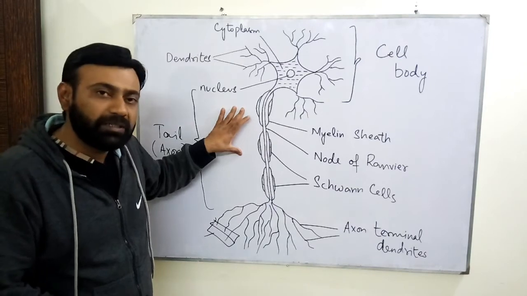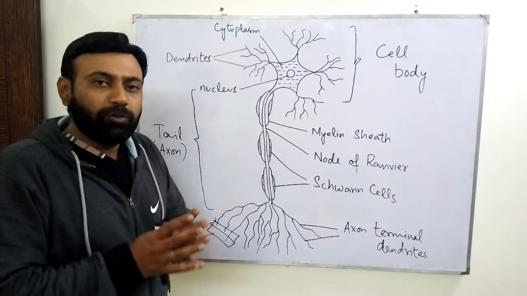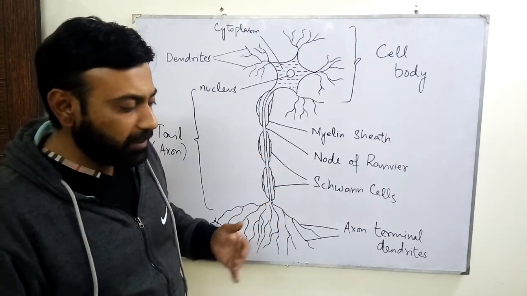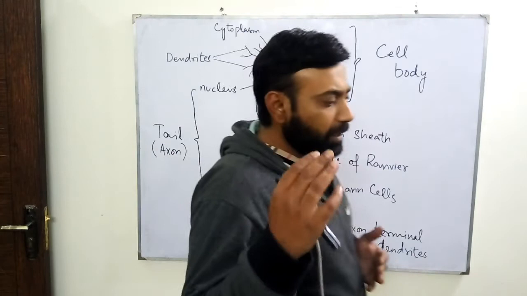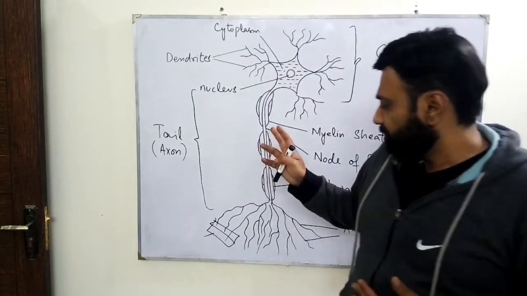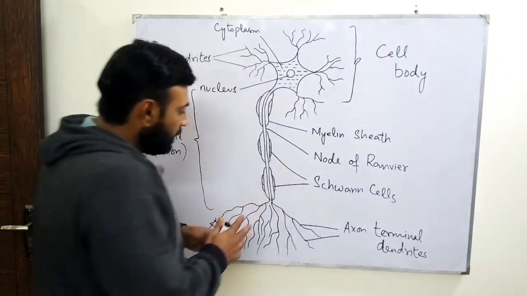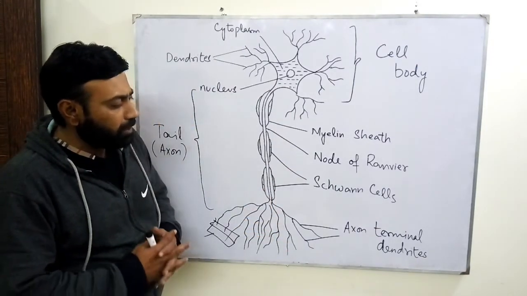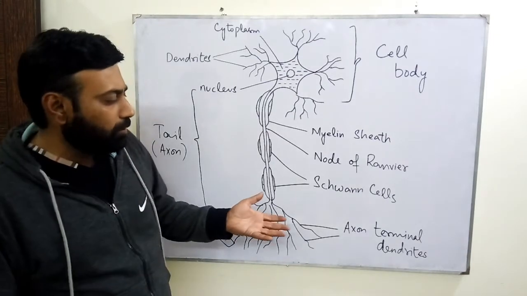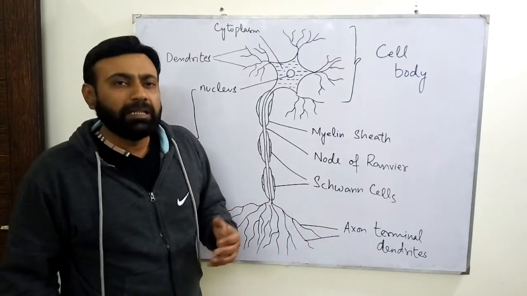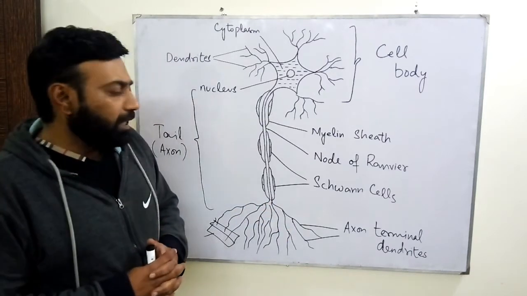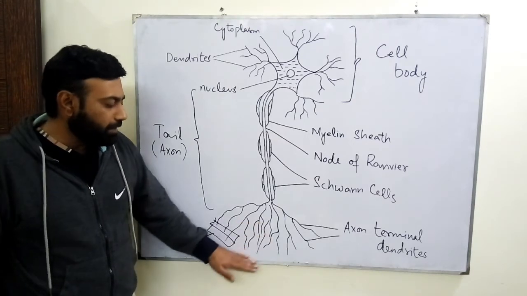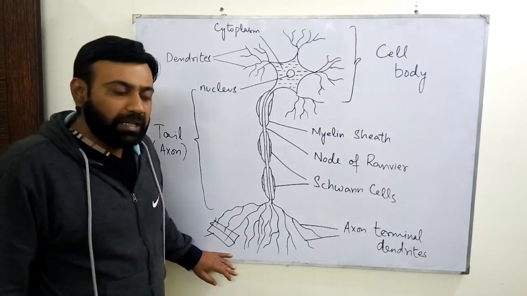So, in case of any damage, they have to be repaired. And to repair them, these cell-like structures known as Schwann cells are responsible. They keep on repairing myelin sheath in case of any damage. Then there are more thread-like structures at the bottom of the motor neuron. These are also dendrites, and these dendrites are also called axon terminal dendrites. Basically, they are at the end of the axon, that is why they are called axon terminal dendrites, and these dendrites are connected to the effectors.